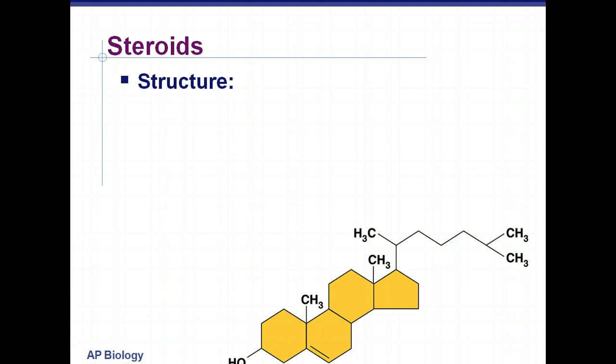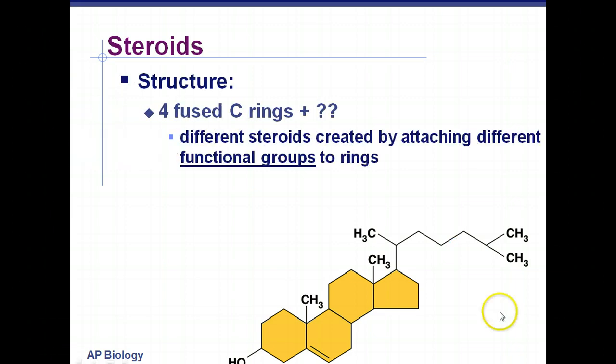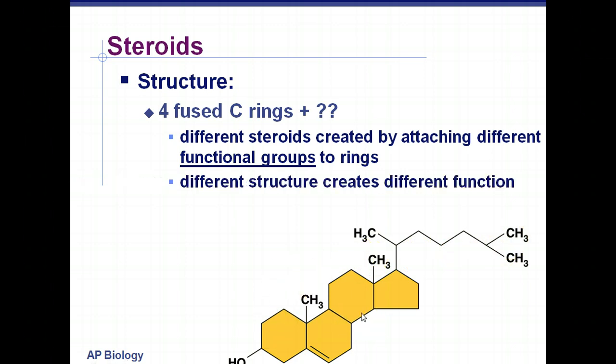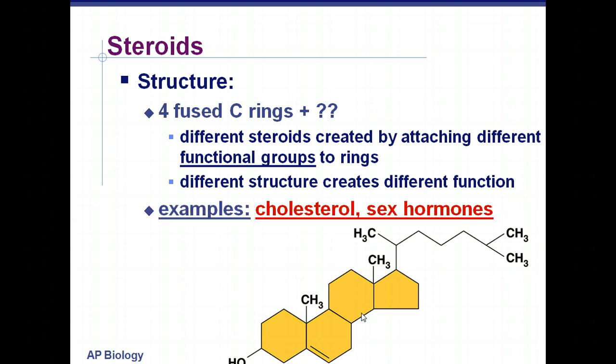Steroids are another type of fatty lipids. These have 4 fused rings, a carbon, and then something else. That something else is this area up here on top, which we call a functional group. It's different in each type of steroid, but the bottom portion of the steroid stays relatively the same. And so different structure creates a different function for us. And so cholesterol and sex hormones are 2 of them that we'll learn a lot about this year.